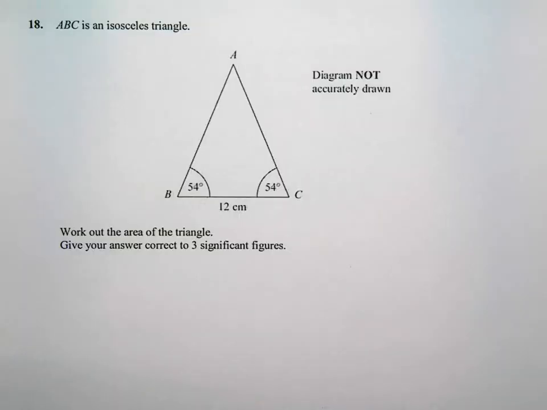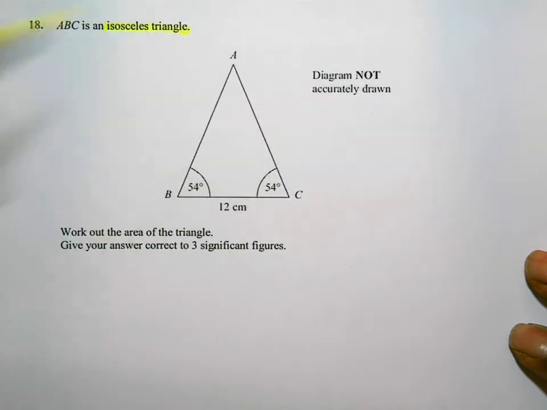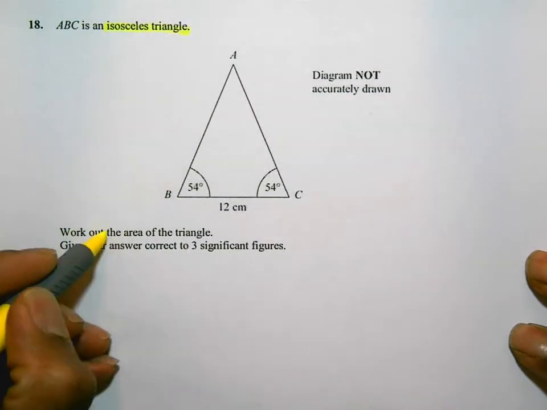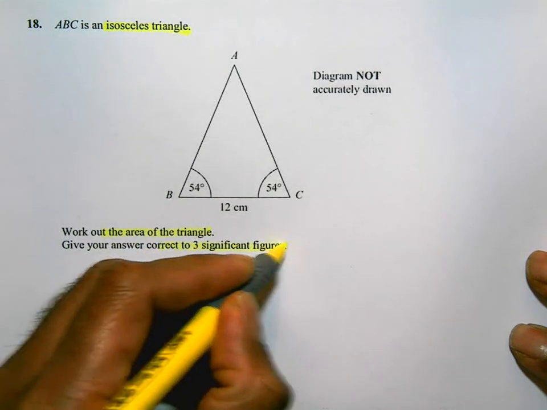This is question number 18 on the November 2013 higher calculator paper. This particular question says ABC is an isosceles triangle. So that fact is important to note. The question wants us to work out the area of the triangle, and they want us to give the answer correct to 3 significant figures.